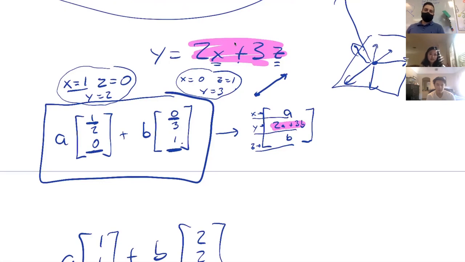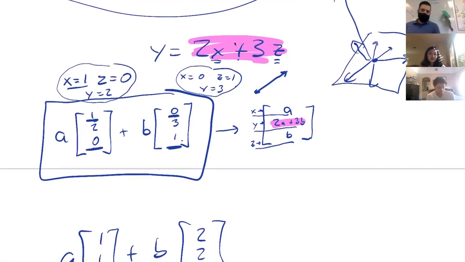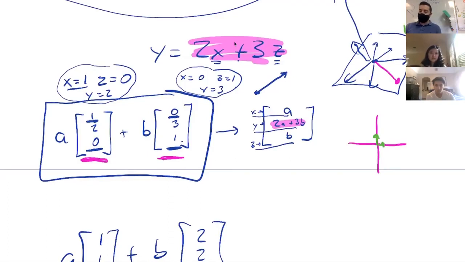So if I came up with just some other random vector in the plane, you could figure out some multiple of 1, 2, 0 and some multiple of 0, 3, 1 that would give you that vector too. I usually like to think of this as the standard unit vectors, like we have i and j. Every vector that I draw in the xy plane is some multiple of i plus some multiple of j. Every vector in this plane is some multiple of 1, 2, 0 and some multiple of 0, 3, 1 added together. Does that kind of make sense?